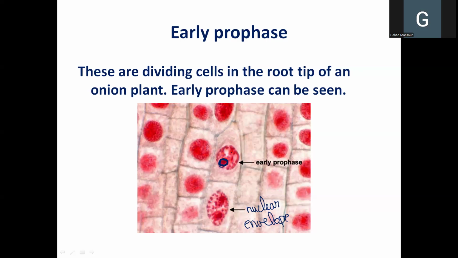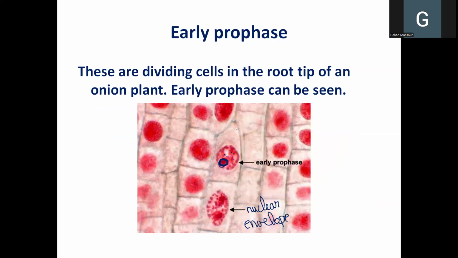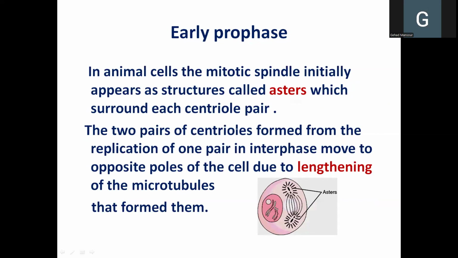And as you can see, the nuclear material or chromatin becomes more and more condensed, but in this diagram I've just shown to you, it's not yet clear that we can see visible chromosomes. So in this diagram of early prophase, we don't see visible chromosomes, but we see condensed chromatin as an introduction to the visibility of chromosomes.